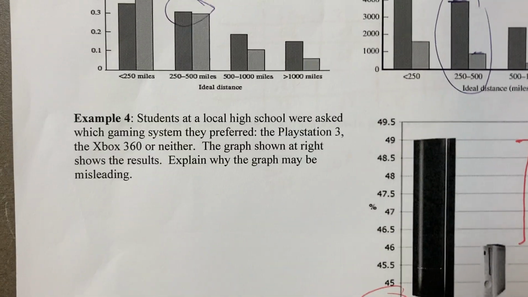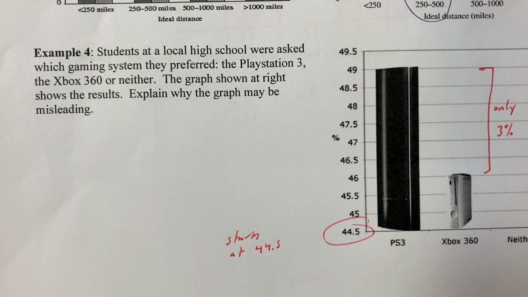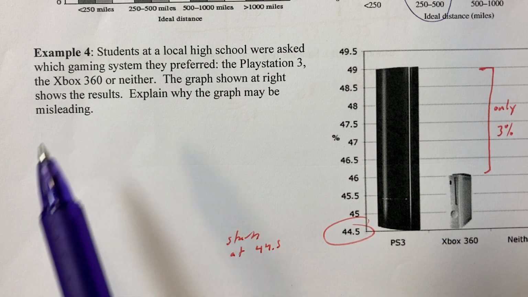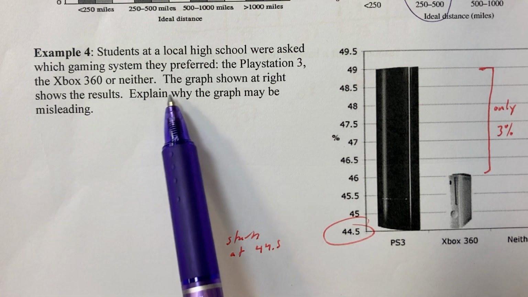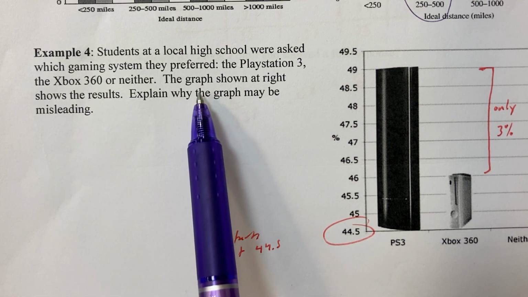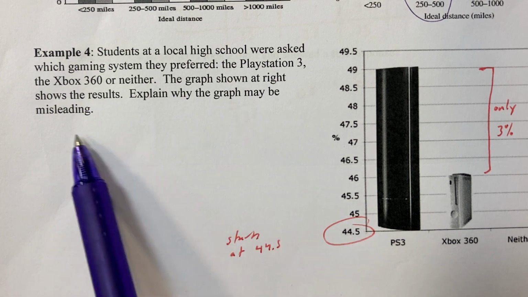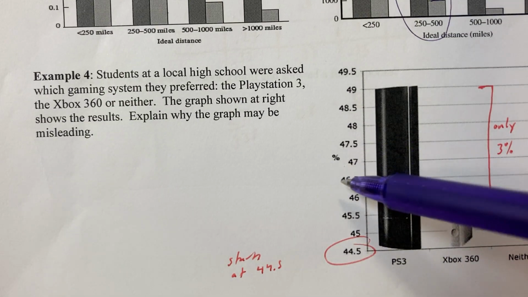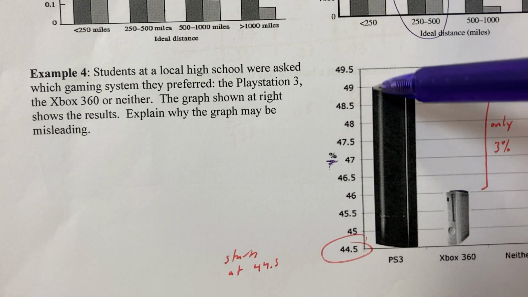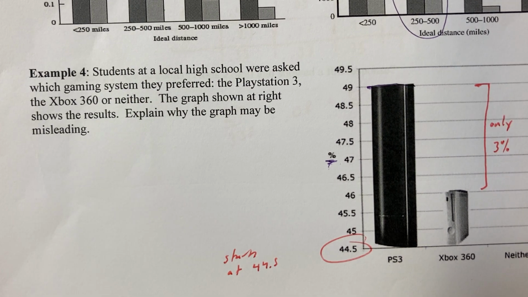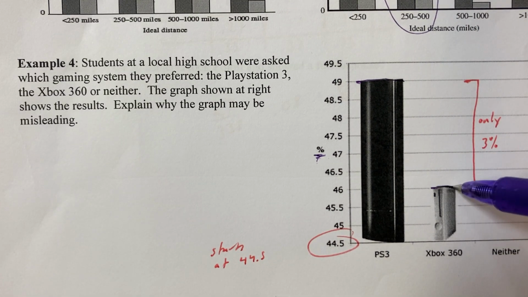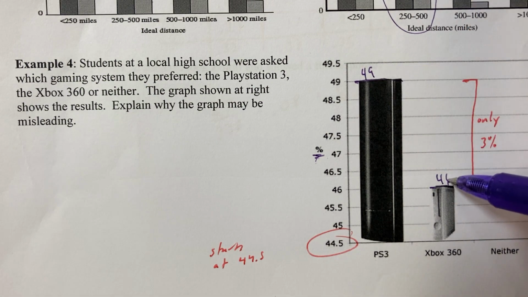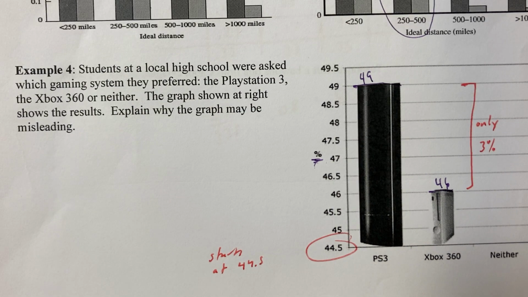And we're back. Okay, students at a local high school were asked which gaming system they preferred: PlayStation 3 (an old question), Xbox 360, or neither. The graph shown at the right shows the results. Explain why the graph may be misleading. This is percent. We had 49% say they prefer the PlayStation 3, and we had 46% say they preferred the Xbox 360.